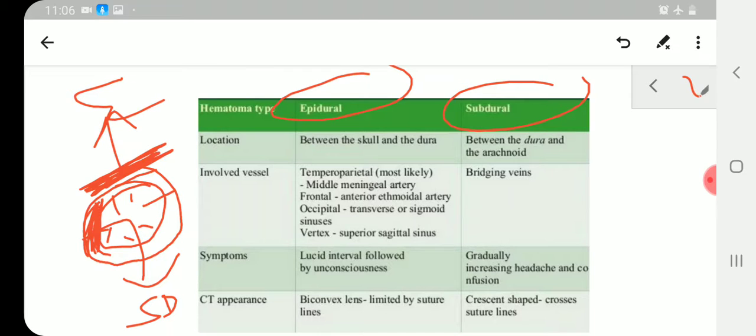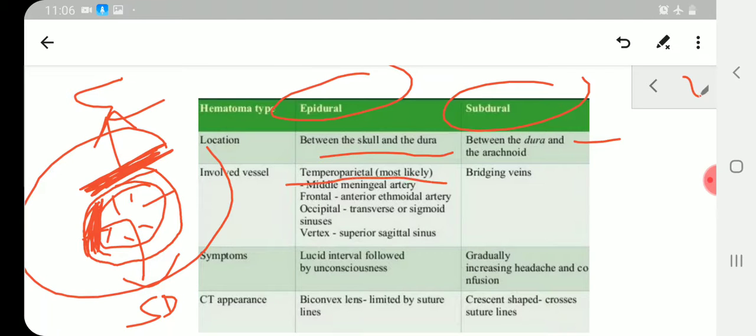So the location of epidural is between the skull and the dura. Outside is the skull, so skull and the dura mater. Subdural means between the dura and the arachnoid mater. Okay. The involved vessel is the middle meningeal artery, most commonly. There could be other arteries, but there is not much MCQ significance.